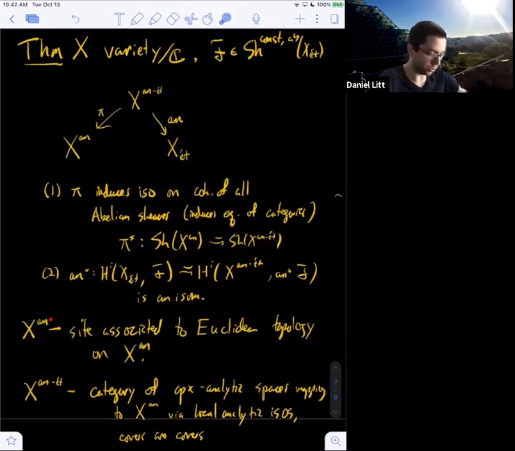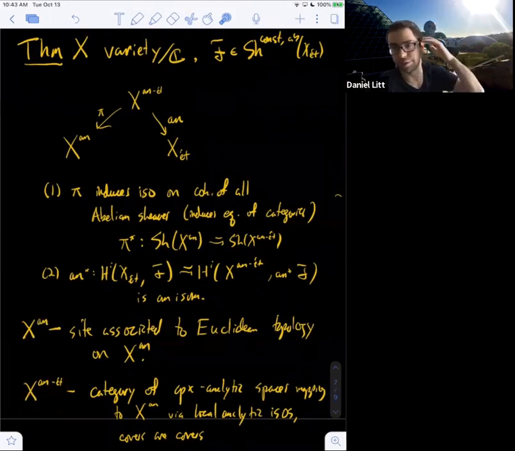So this is just you pretend X is a usual complex variety and take the underlying topological space and the objects are opens, and this includes things which are local analytic isomorphisms. So for example, covering spaces. So for example, if X is a Riemann surface, like the upper half plane is an object of this site. If the Riemann surface has genus at least 2, like the universal cover.